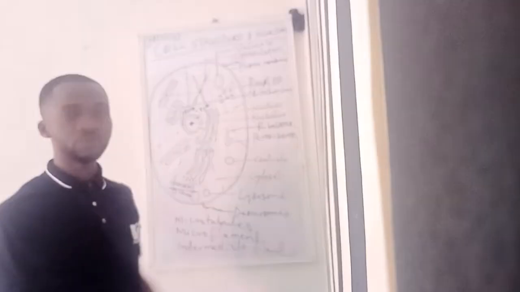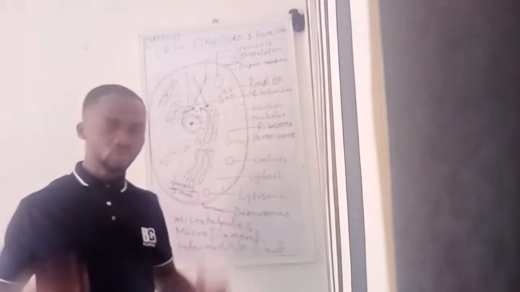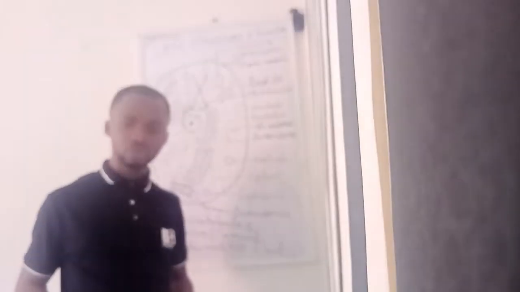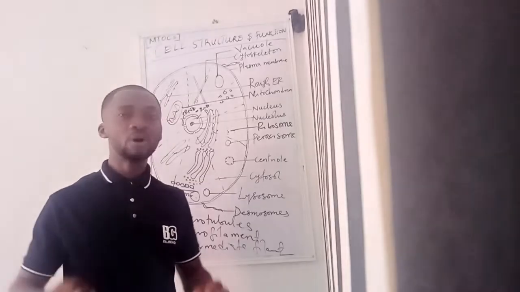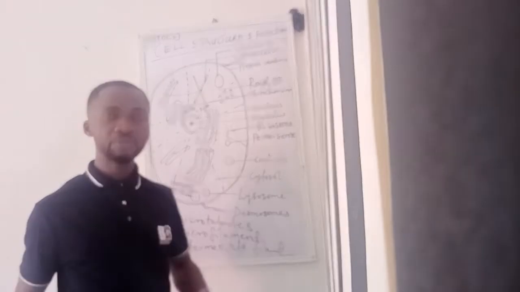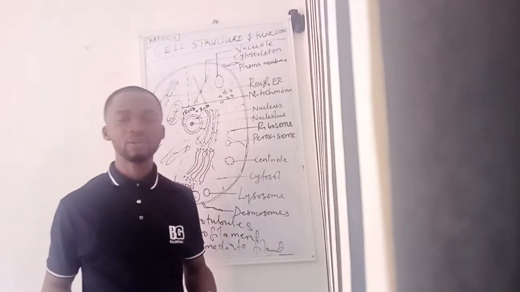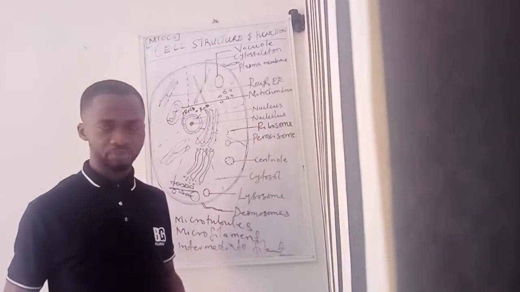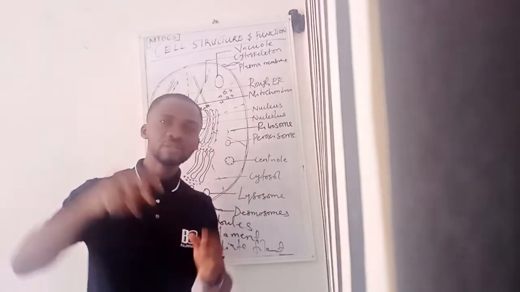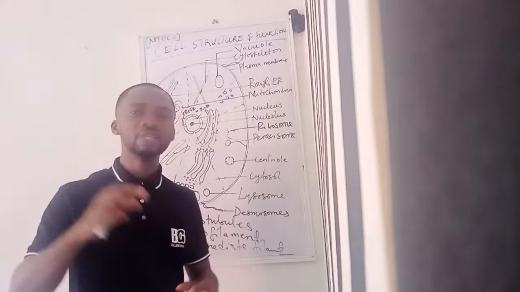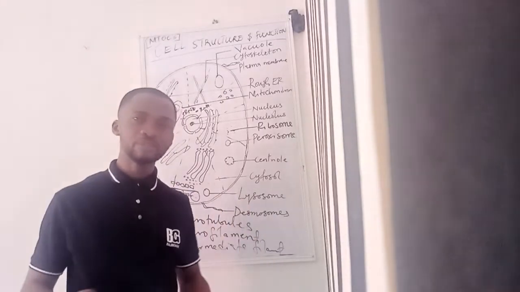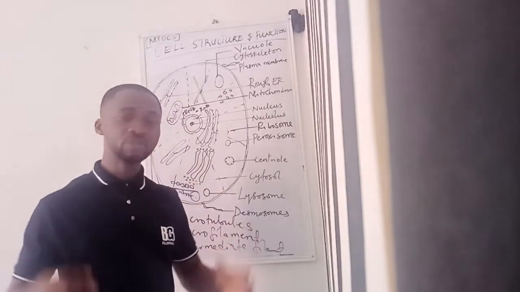Now, when it comes to the rough ER, we have what is called the endoplasmic reticulum. And this endoplasmic reticulum is of two types. We have the rough ER and the smooth ER. What makes ER rough and what makes ER smooth? The presence of ribosomes on the ER is what makes it rough, and the absence of these ribosomes is what makes it smooth.